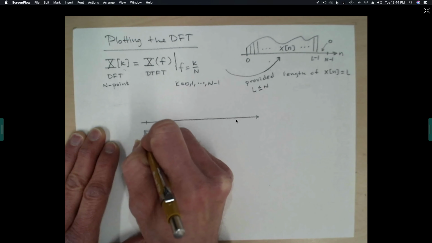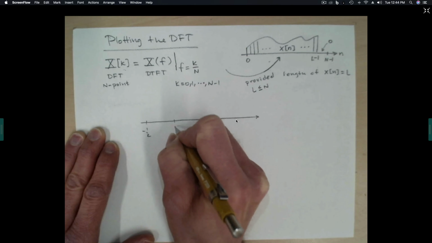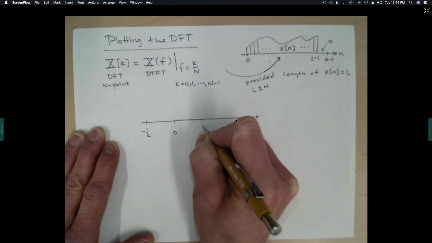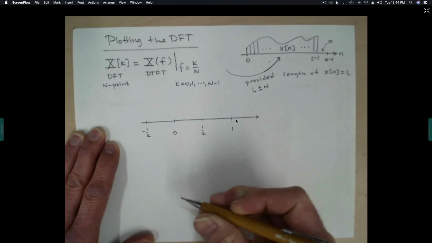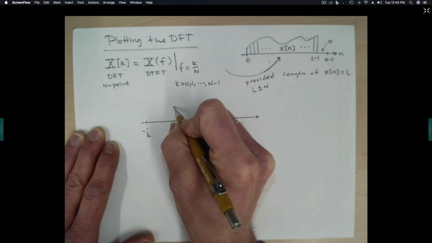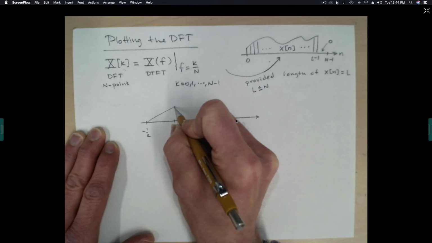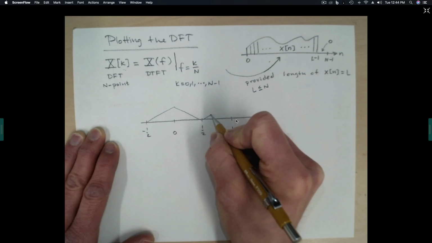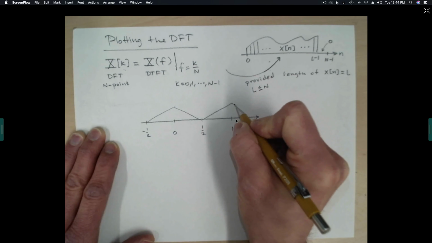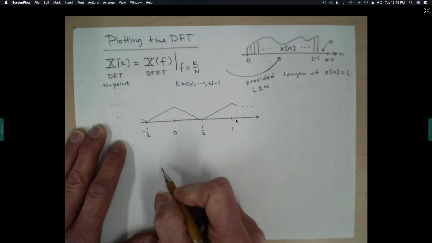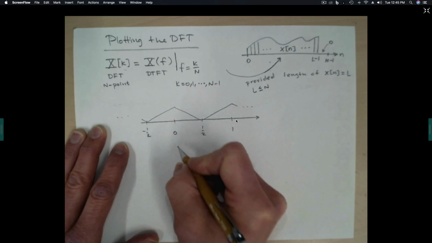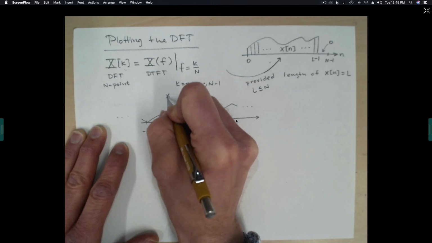Let's suppose I have minus 1/2. I'm going to draw the frequency axis 0, 1/2, and 1. And let's take a DTFT that's just a triangle, again just for illustrative purposes, and so on. I won't bother drawing the rest of this. You know that the DTFT is a periodic function. So what I've just drawn is X of f.